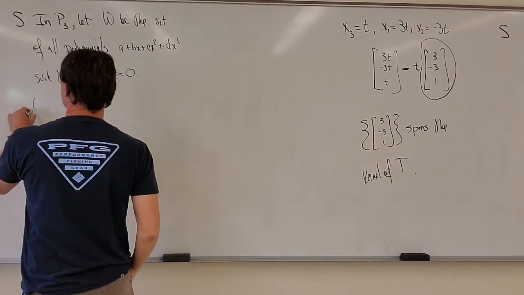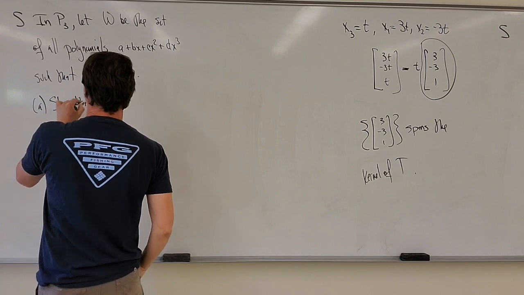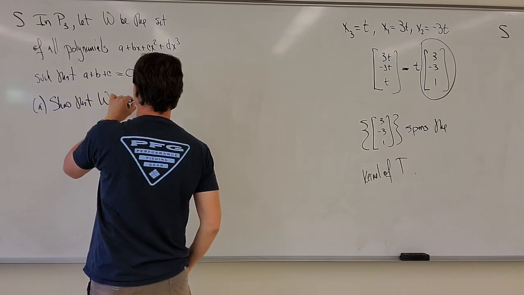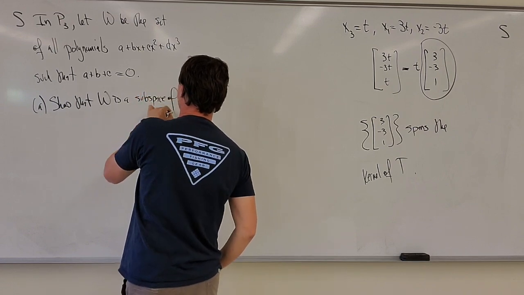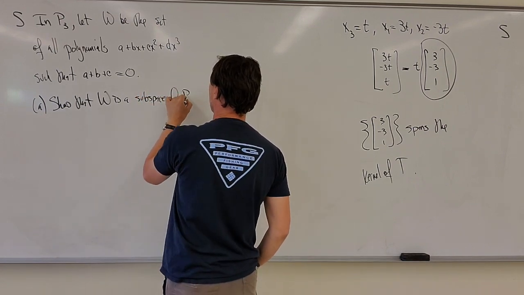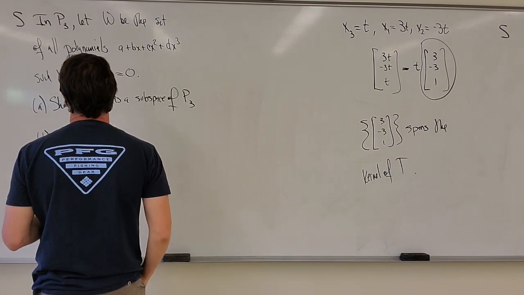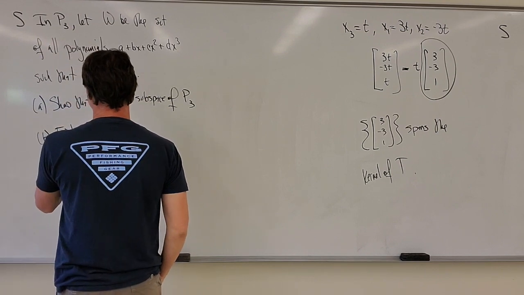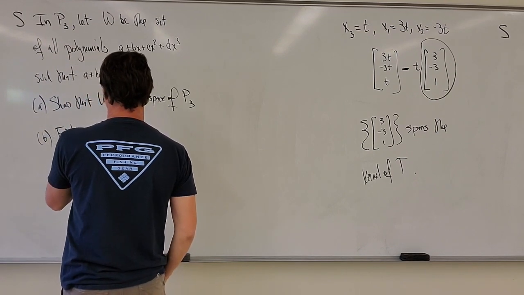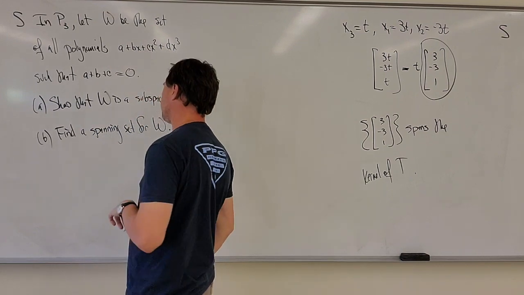Two parts to this problem. So first, I want to show that W is a subspace of P3, and part B, find a spanning set for W.